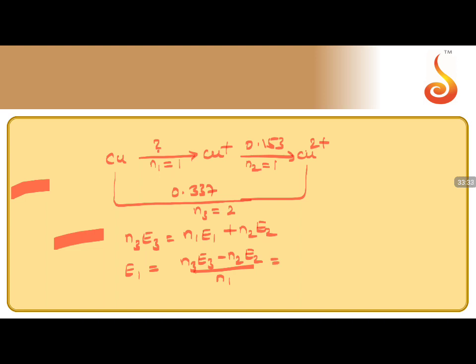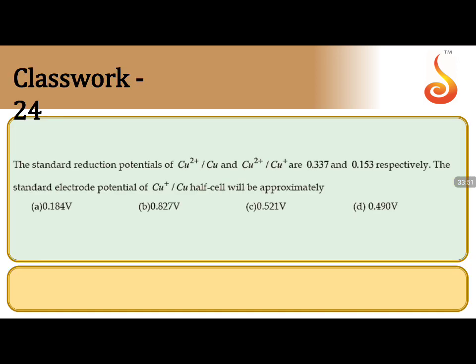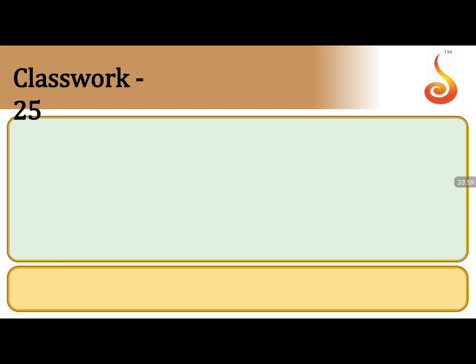equal to N3E3 is 2 into 0.337 minus 0.153. This is going to be our answer, and the answer approximately comes to be close to 0.5. So which option is close to that? Option C. So the answer should be option C. This is our answer. 24th question we have completed.